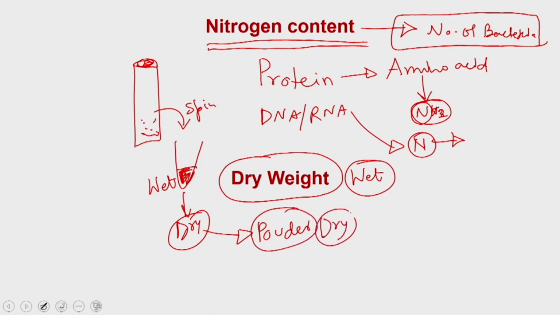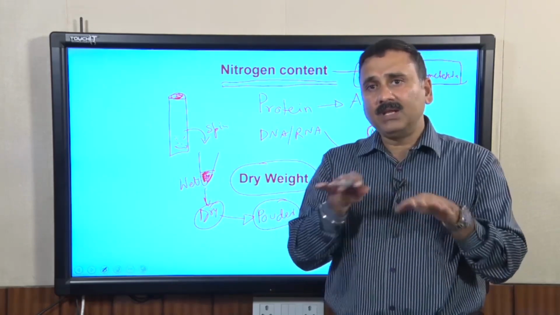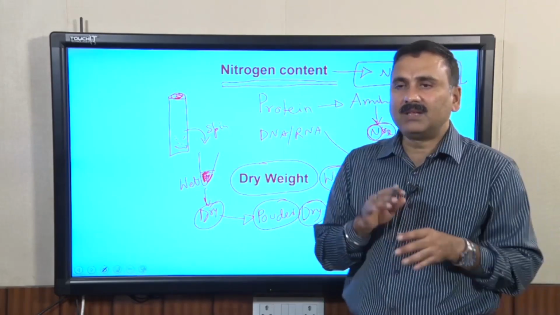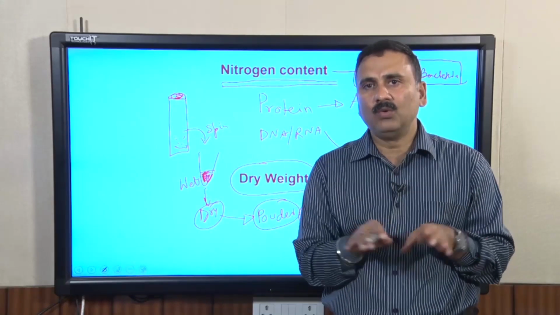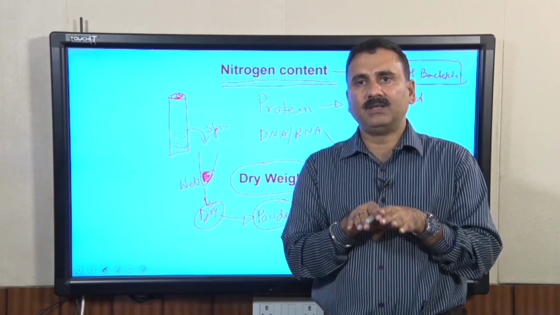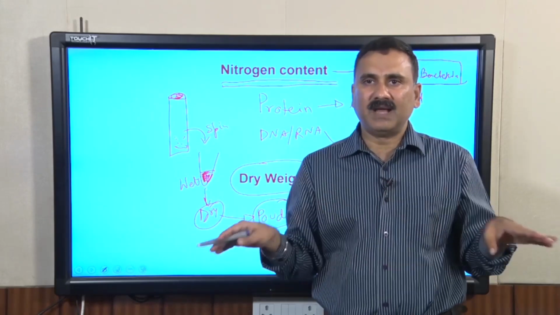If you have this dry powder, you can weigh these bacteria using a weighing machine, and then you can say that there are so many milligrams of bacteria per ml of culture volume, and that is also a standard way of comparing two solutions. Whether it is the dry method or the nitrogen content method, it is not going to give you the absolute number, because you do not have a reference point, but these are the methods people use to compare the number of bacteria present in two different samples.